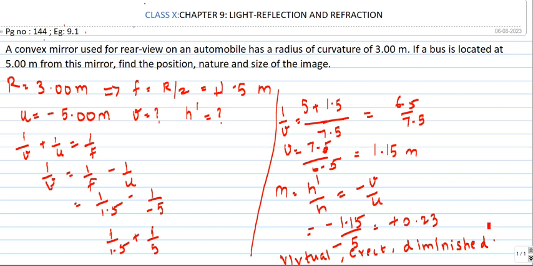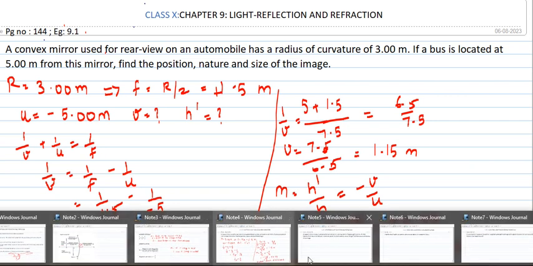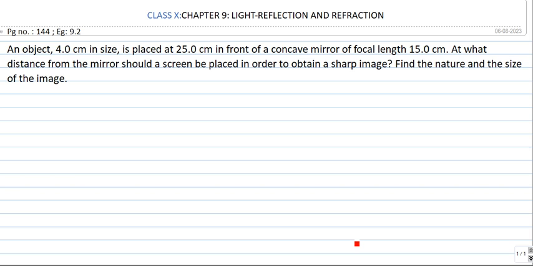So this is the first sum. Now we will move on to the second sum. This is the second example, 9.2, which is given in page number 144. So we will go through the sum.